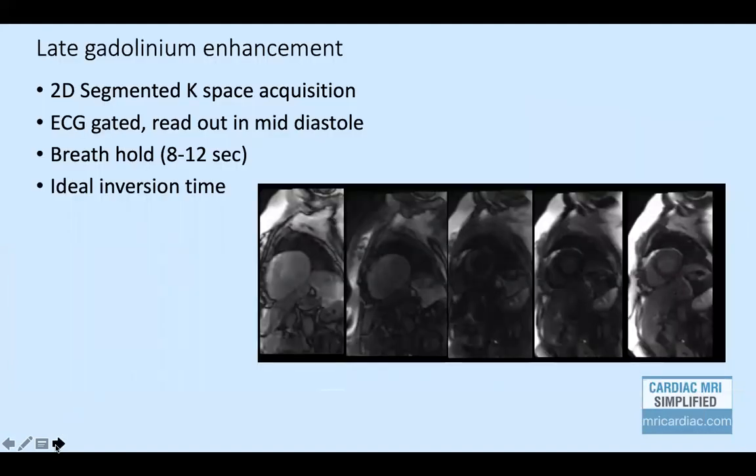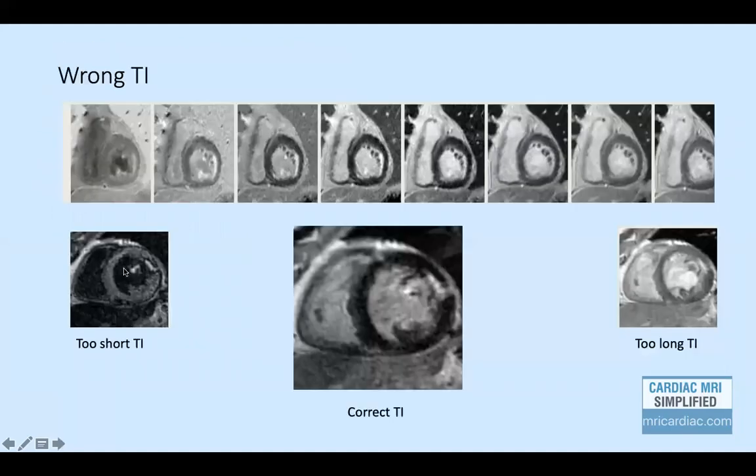Another important area is late gadolinium enhancement. It is very important to get good quality LGE images with the ideal inversion time. So the TI scout is obtained to identify the correct TI value. As you see over here, if the TI value is very short, you will get more grainy images. And if it is too long, then the myocardium will be brighter, and you will miss the subendocardial late gadolinium enhancement.